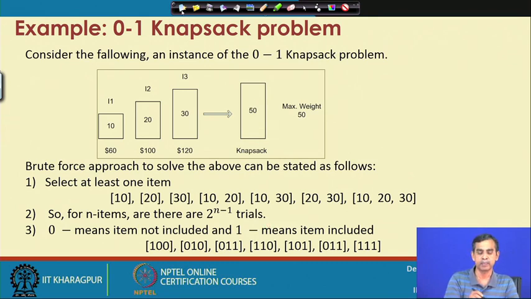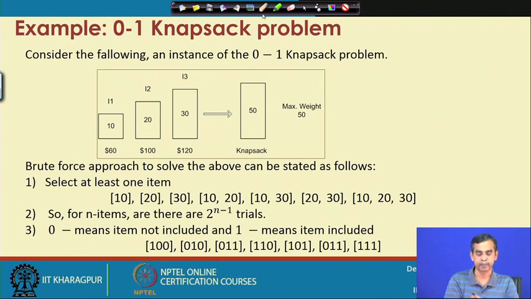Now, as an example, if we select 10 and 20, then obviously it is within the capacity, and the solution gives a cost of 160. Or 20 and 30 is also possible, and that gives a cost of 100 plus 120. So, these are the different solutions. Now, what are the different solutions possible?